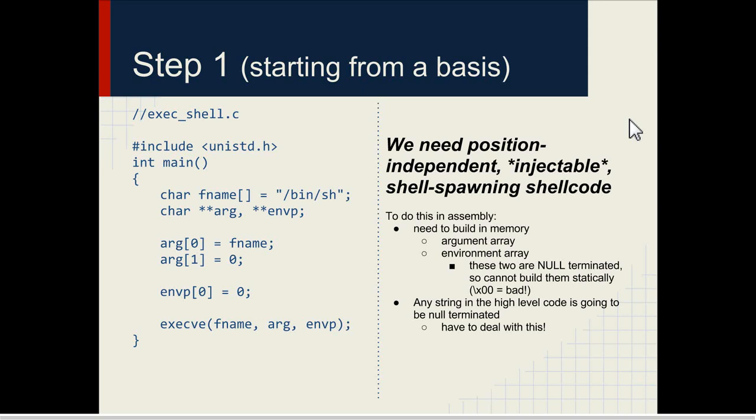Moving forward, we need to basically think about writing shellcode that is going to be position independent. When we're passing it pointers to stuff, is the pointer going to be some hard-coded value in memory, or is it going to be relative to the stack pointer, or perhaps the base pointer? And is it also going to be injectable, so thus it has to have no nulls in it? So these are the things that we're all going to have to deal with.